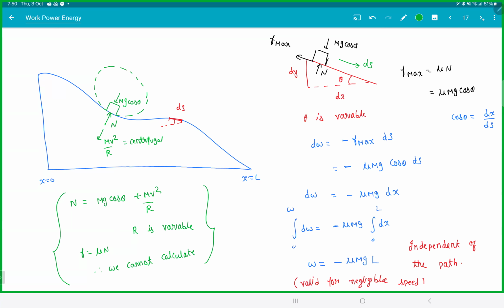The only way to eliminate this is what? If you take a negligible speed, this term will become zero. mv square by r, the centrifugal force. You can't do anything about r. R depends on the path. The only thing you can do is make the speed zero. If you make the speed zero, then F becomes equal to mu mg and N becomes mg cos theta, and you can solve. We cannot calculate otherwise, right? But if V is zero, then we can calculate.